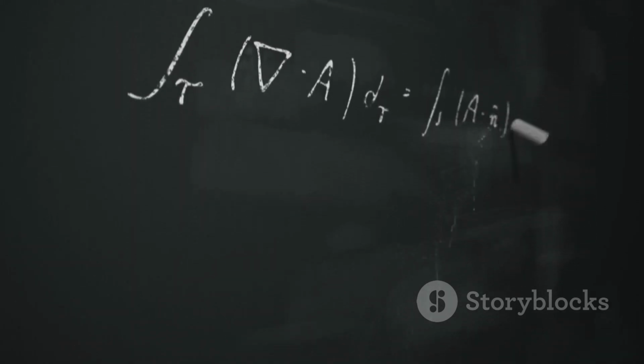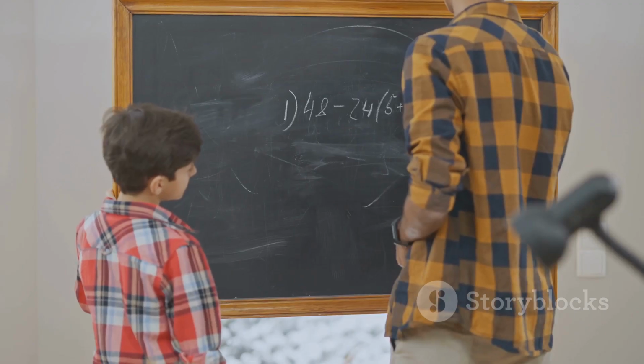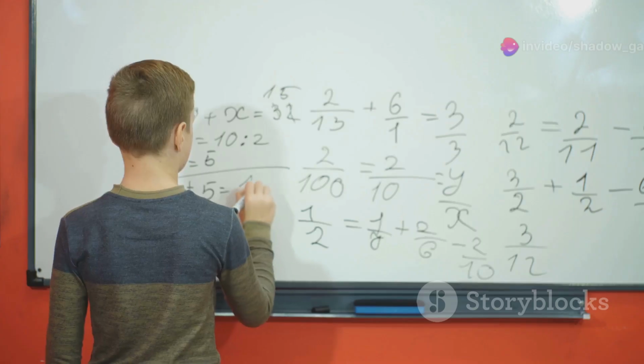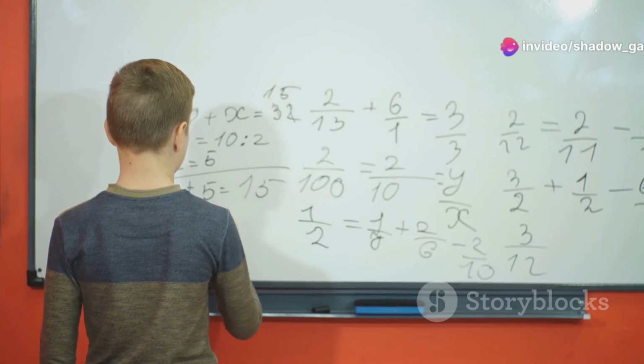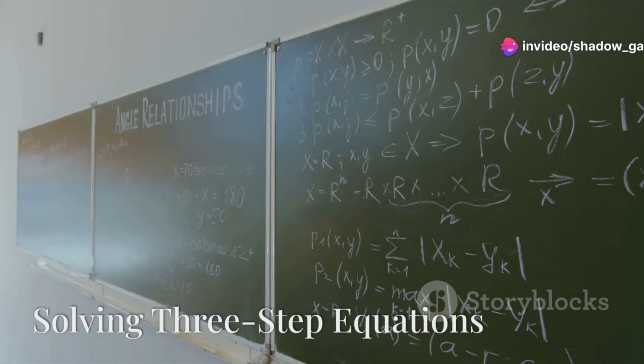3z plus 2 equals 5z minus 4. In this equation, we have z on both sides. Our goal remains the same, to find the value of z that makes the equation true.